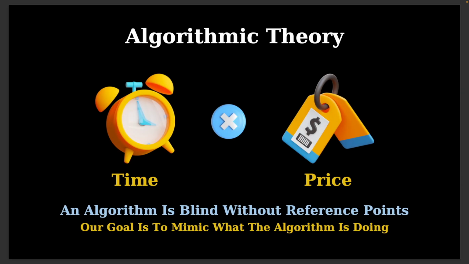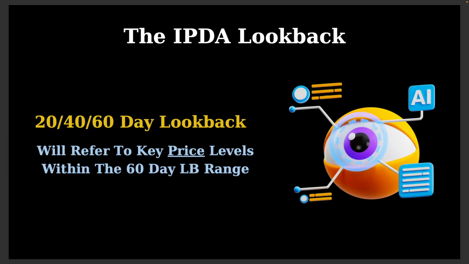So basic algorithmic theory tells us that an algorithm is blind without reference points. And like we just discussed, time and price are those two values that the algorithm is going to refer to understand where to move the market to. Our goal as traders is to mimic what the algorithm is doing. So we can use these algorithmic signatures, which we've previously discussed on this channel, as well as everything we're going to discuss throughout this video to help us out specifically with IPDA, with institutional order flow and higher time frame direction.